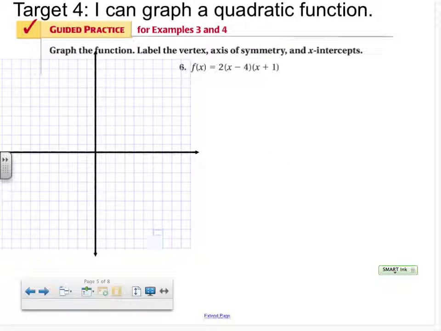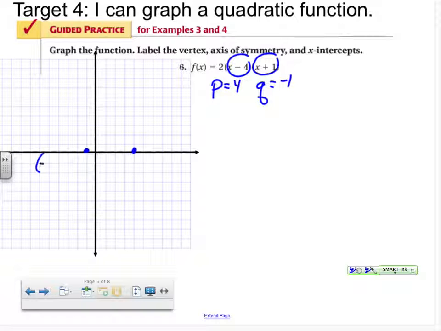All right, another example we got here: graph the function, label the vertex, axis of symmetry, and x-intercepts. Well, since it's in vertex form, the first thing we want to do is find the vertex. Look right here and there. Our P is 4. Q is, you need to go the opposite of what you see. Q is negative 1. So our intercepts are at negative 1 and 4.